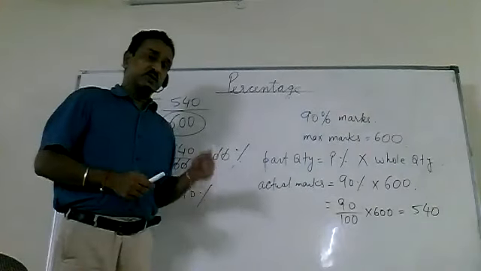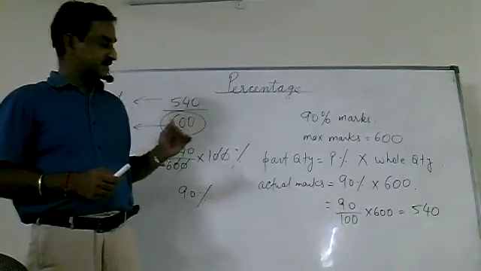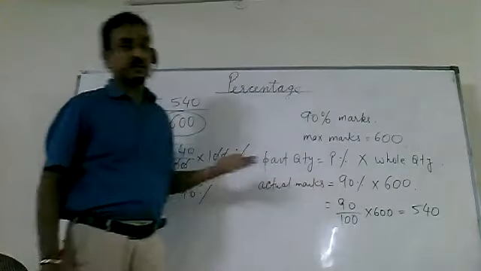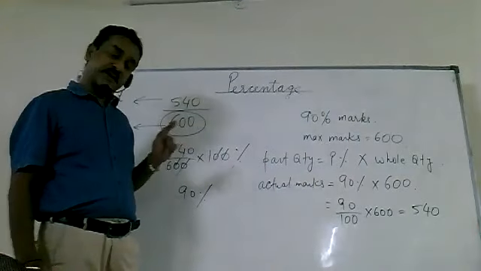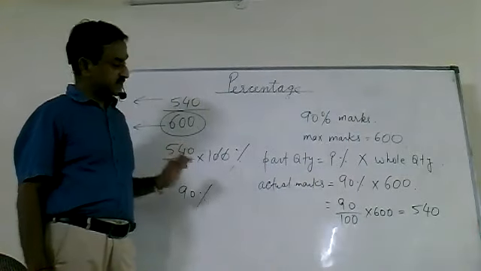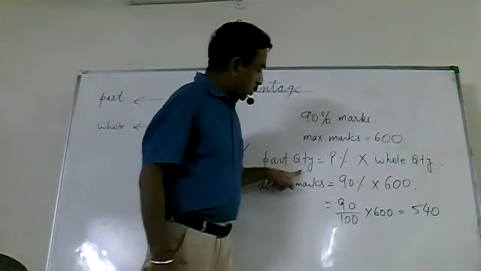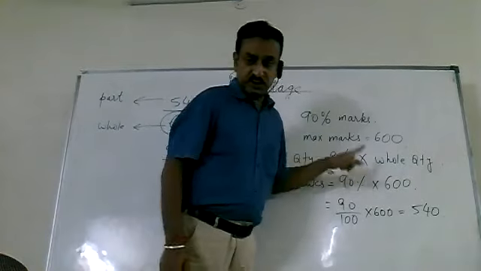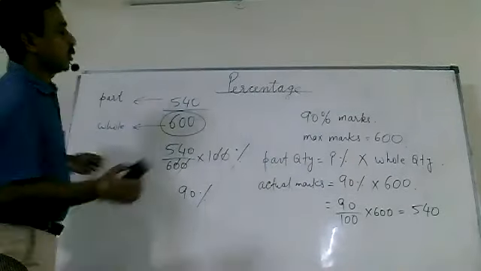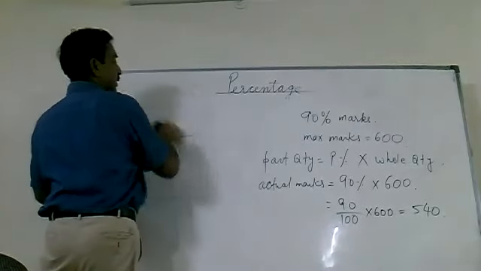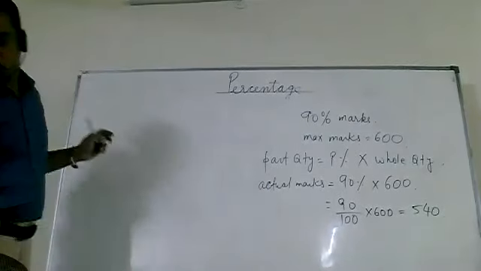Alright, so now we are coming to the application. The first is you are given the maximum marks, or in other words, you are given the whole quantity. You have to find the part quantity. How much marks did he get out of those 600? That is, part quantity is P percentage into the whole quantity. So this is how we can calculate the part quantity.